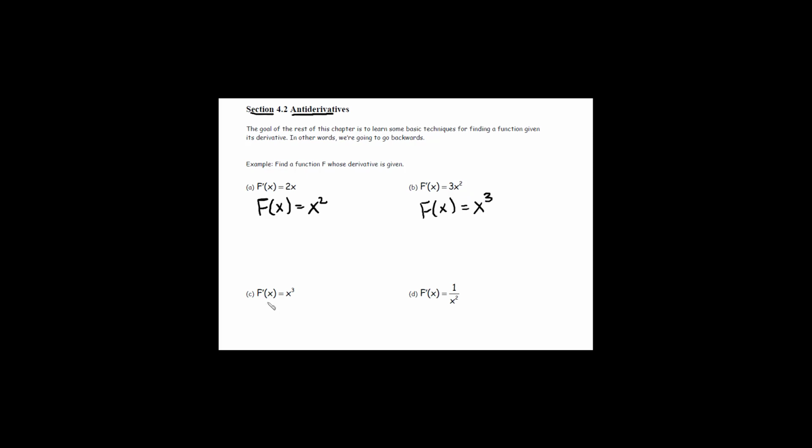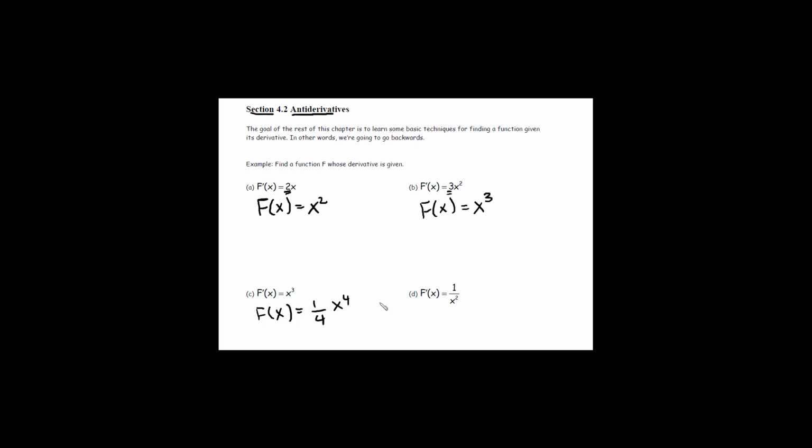And in part C, if the derivative is x to the third, I think the real issue for all of you is that these two up here had a number in front, and this one did not. So the original function is going to be 1/4 x to the fourth. You can check this: the derivative of 1/4 x to the fourth would indeed be x to the third.